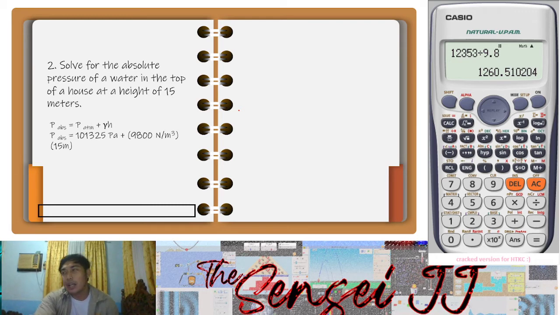Okay, so hindi pala magagamit dito yung ating rho g h since wala tayong mass density and gravity.